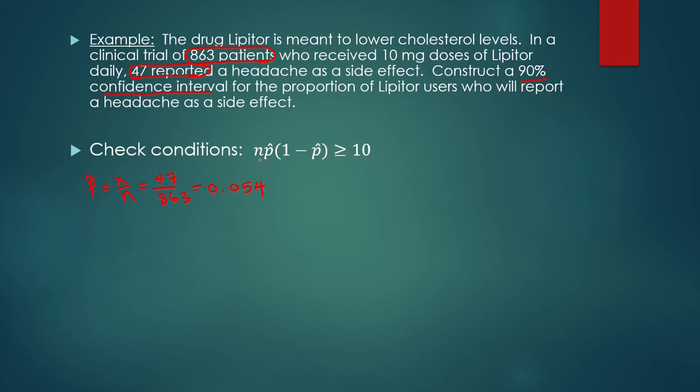I know n is 863, and now I also know p hat, so we can plug everything into this formula. 863 times 0.054 times the quantity 1 minus 0.054, and that is equal to 44.1, which is clearly greater than or equal to 10, so condition 1 is met.